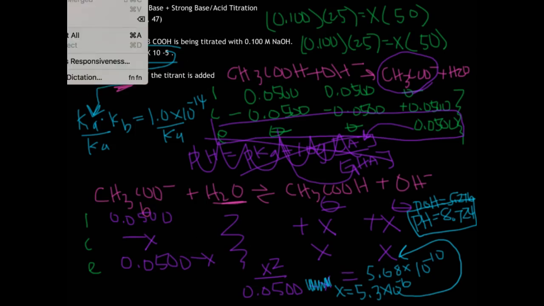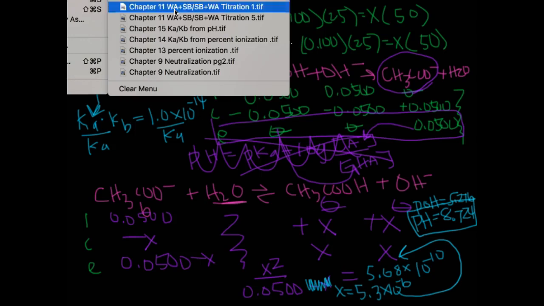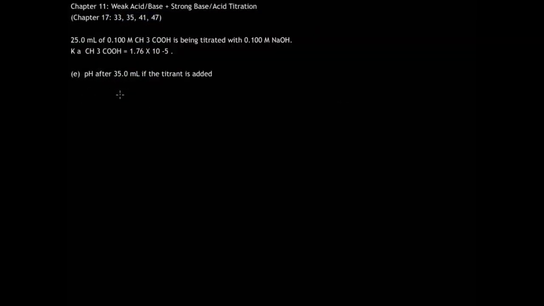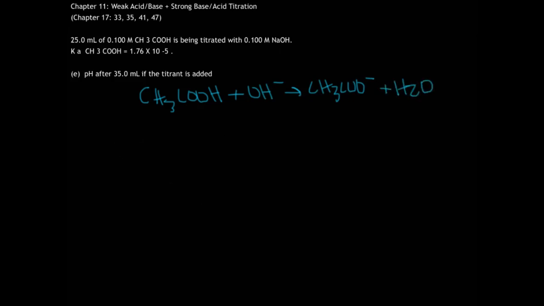Okay, so the last part is actually not too bad. At this point, we're going to be past the equivalence point, so at 35 milliliters. So here we go: CH3COOH, acetic acid, plus strong base, gives salt and water. Okay, ICE. All right, did you do the dilution?